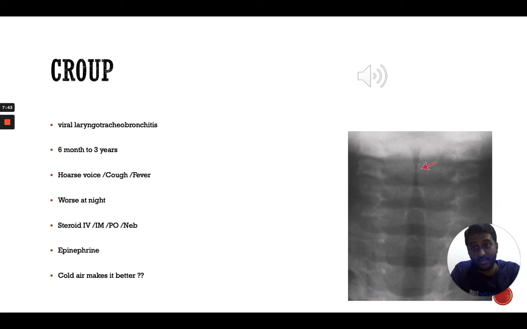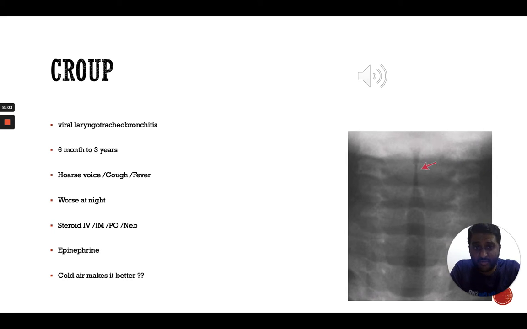Treatment is steroids in any forms. Severe cases of croup will require epinephrine nebulization. Okay. Croup is a clinical diagnosis. You don't need an X-ray. You don't need an X-ray to make diagnosis of croup.